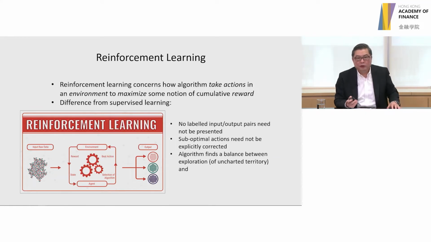Now, reinforcement learning, I won't talk too much about reinforcement learning. Basically, it is used to work out a plan. So the output of reinforcement learning is a plan of actions. It has no labeled examples. Many solutions involving learning how to play a game will use reinforcement learning.